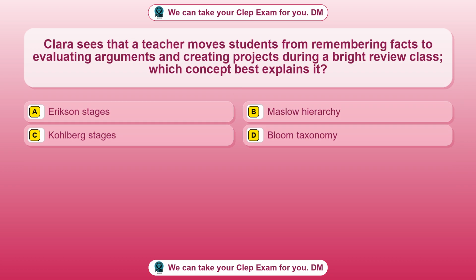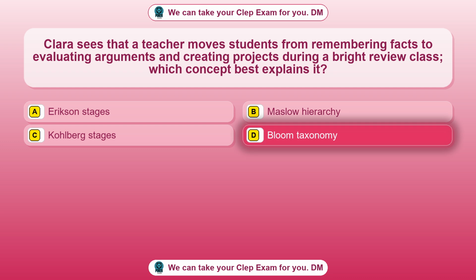Question 61. Clara sees that a teacher moves students from remembering facts to evaluating arguments and creating projects during a bright review class. Which concept best explains it? Option A, Erikson stages. Option B, Maslow hierarchy. Option C, Kohlberg stages. Option D, Bloom taxonomy. The correct answer is option D.